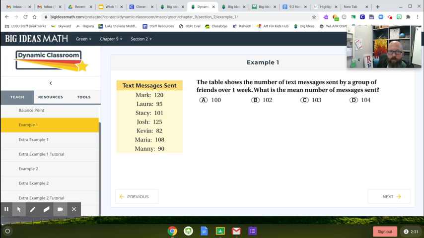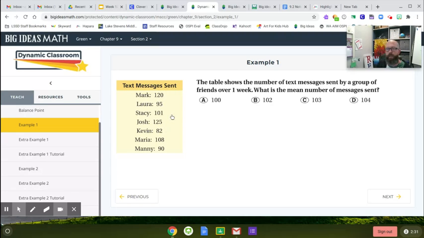Chapter 9.2, example 1. So now we're talking about this weird word called mean. Why do we say the word mean? I don't know, because we never will say that again in our lives. We always say the word average. So what's the average is the same as what's the mean. And how do I find the mean? Well, I add up every number, and then I count how many numbers there are. 1, 2, 3, 4, 5, 6, 7. So I add them all up and then divide by the number of numbers, which is 7.